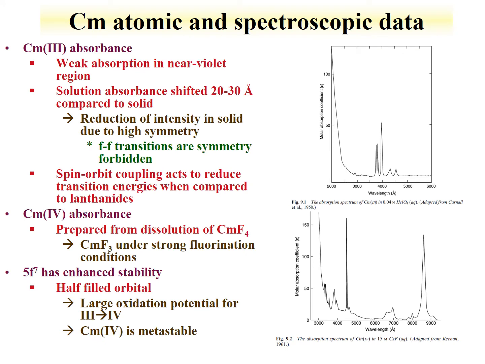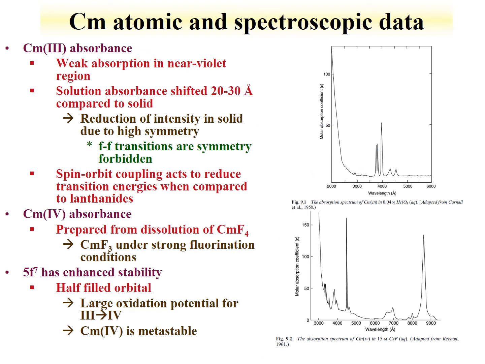The primary oxidation state of curium in solution is trivalent. The UV-visible spectroscopy is shown here, where there are absorbances between 375 and 400 nanometers. These absorbances are very sharp. The peaks are sharp due to f to f transitions, and again, because of their f to f transitions, not only are these peaks sharp, but the molar absorptivity is relatively low.